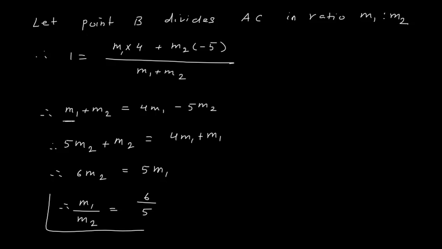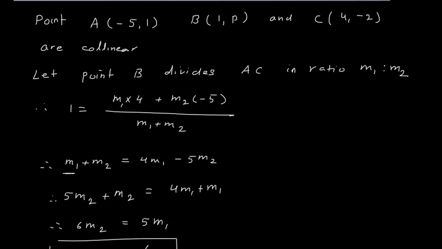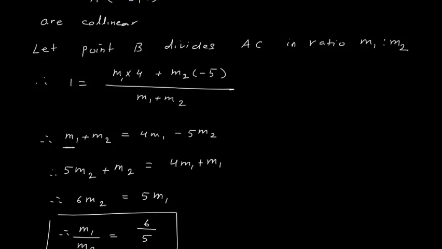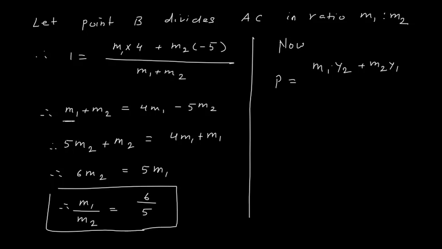So M1 upon M2 is 6 divided by 5. Now using this value 6 upon 5 we can find the value of P. So now the y coordinate, that is P, is equal to M1 y2 plus M2 y1 divided by M1 plus M2.